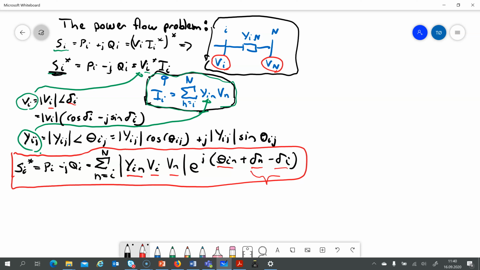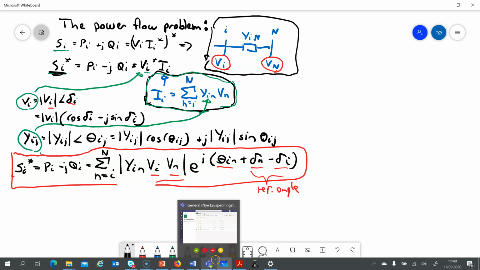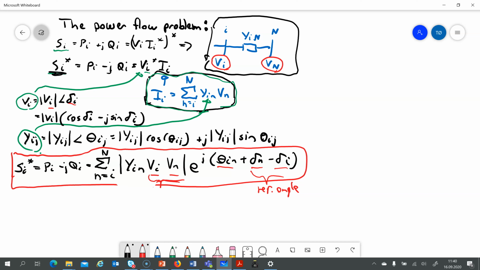So this here is not an absolute angle, but more like a reference angle, we can say. And I showed in a previous video that the angle difference has much to say about the load flow. However, the length of the voltage, these voltages have much to say about the reactive power flow.